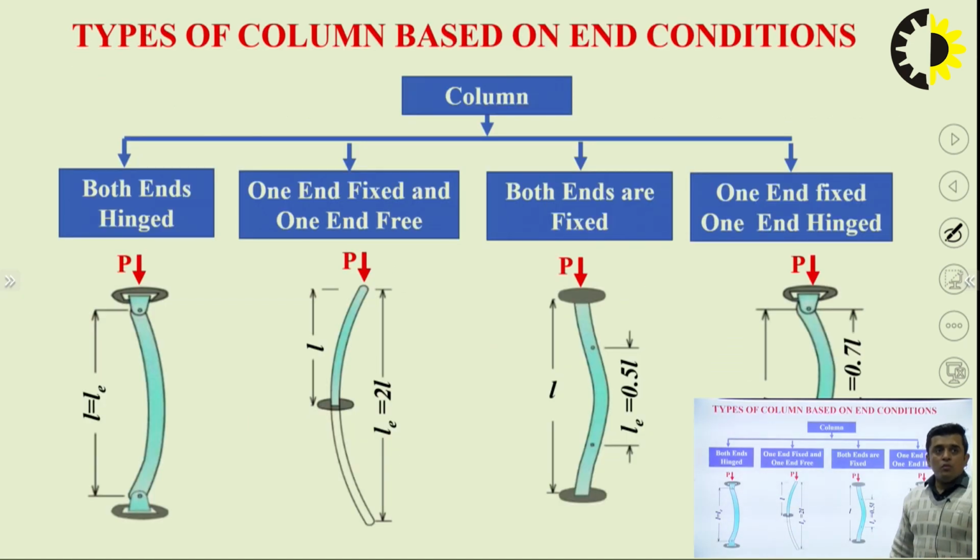Then we have seen the different end conditions. There are four possible conditions for a column: both ends hinged, one end fixed and the other end free, both ends fixed, and the last one, one end fixed and the other end hinged.